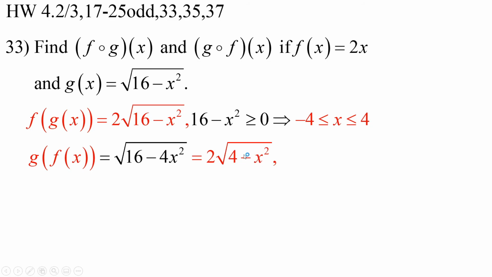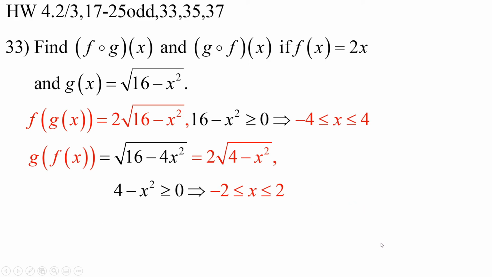And now, like the last problem, I have a domain restriction because of the radical. So I know that 4 minus x squared has to be greater than or equal to 0. So x squared is less than or equal to 4. So x would have to be between negative 2 and 2 inclusive. Negative 2, because if I square that, I get a 4. 2, because if I square that, I get a 4. If I square anything within this closed interval, I'm still going to be less than that 4. All right, so there it is right there.